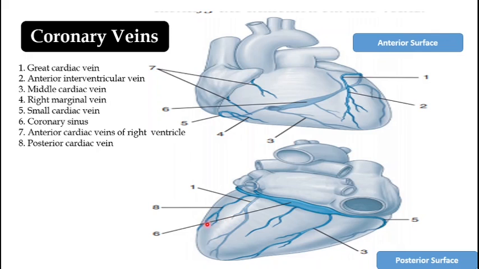Also, we can see this is the posterior cardiac vein, which is present on the posterior surface of the heart. The posterior cardiac vein is also merging directly into the coronary sinus.